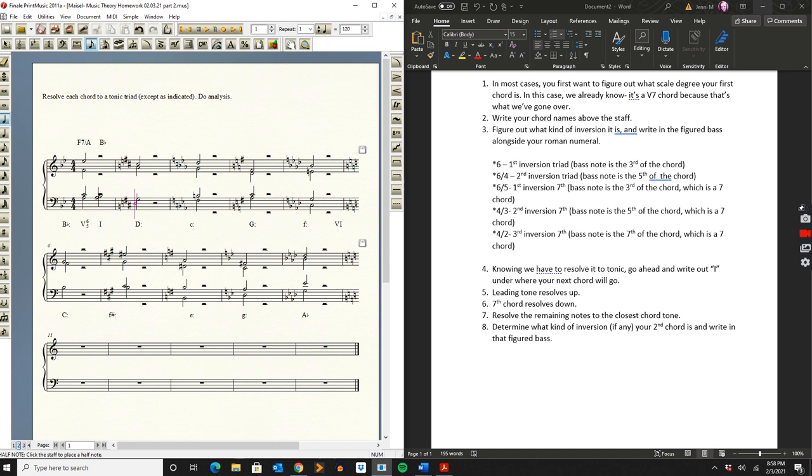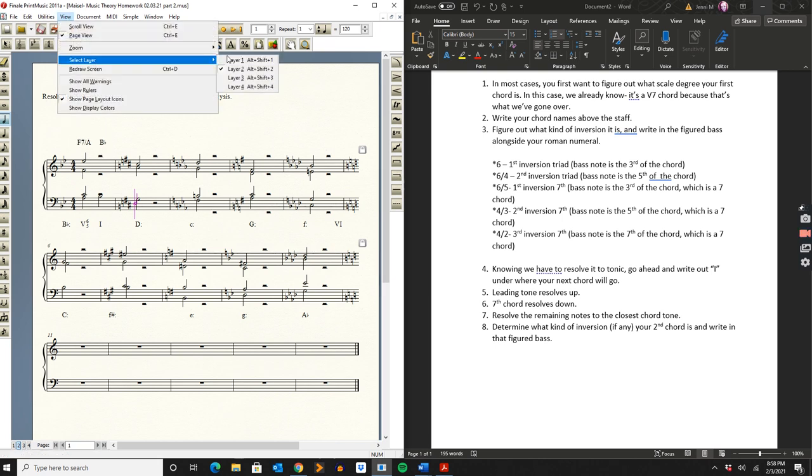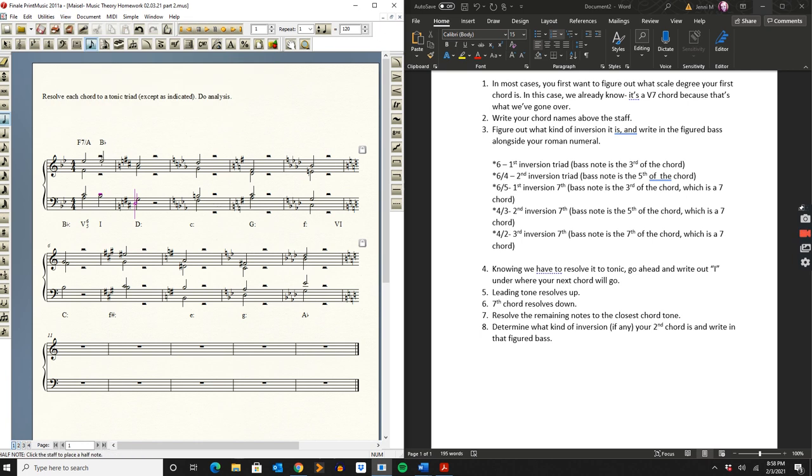Next, let's look for our 7th. In this case, the 7th of the F7 chord is that E flat. Switching layers again, we want to resolve that downward because it's a 7th. So we're going to resolve that down to a D, because that's what fits next in the B flat major triad.